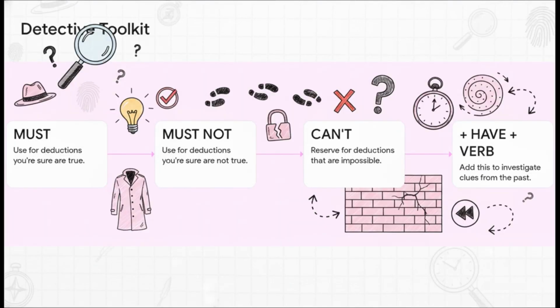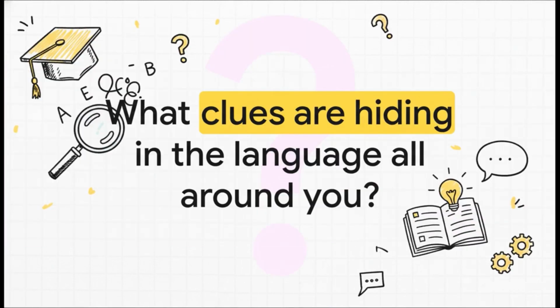So there you have it, your complete detective toolkit, all packed up. You've got must for when you're sure, must not for when you're sure something's not true. You've got your secret weapon, can't, for when things are just impossible. And of course, your time machine, adding have to investigate clues from the past. You've officially graduated. You're a language detective now. So the real question is, with these tools in your belt, what clues are out there waiting for you, hiding in plain sight in the conversations you have every single day? Happy investigating.